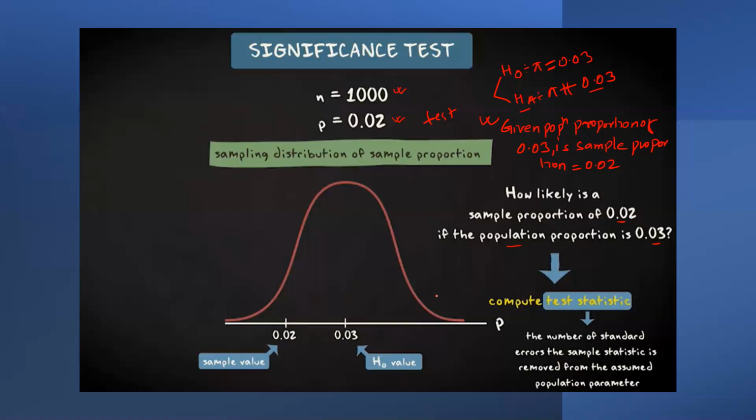In the graph, the null hypothesis will always be your mean value. So 0.03, your population proportion, is given, and 0.02 will be somewhere on the left side of this graph. This will be the sample value. We need to test, given the population proportion of 0.03, whether my sample proportion is 0.02 or not. This difference is what we call the test statistic, and this is what we need to compute.